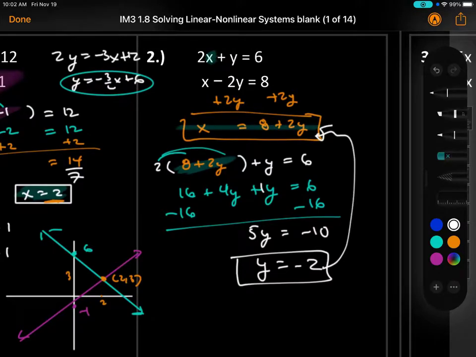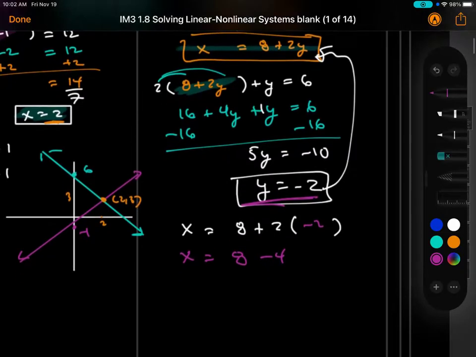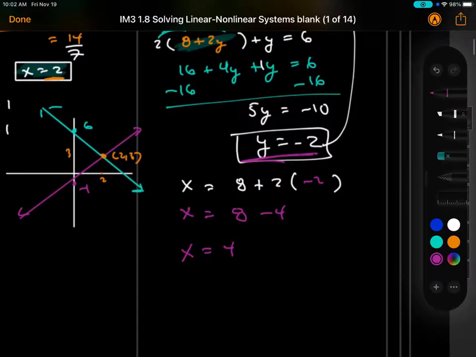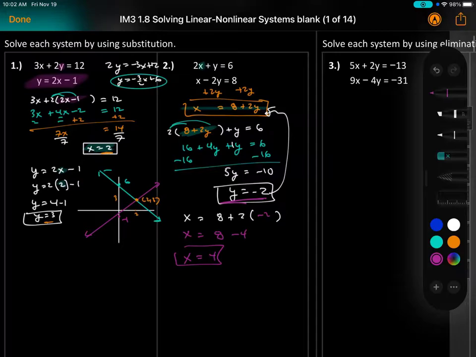We're going to put that into any equation you want. I'm going to put it into this one here because it is already solved in terms of x. 8 plus 2 times negative 2, so that becomes 8 minus 4, and that becomes 4. x equals 4.